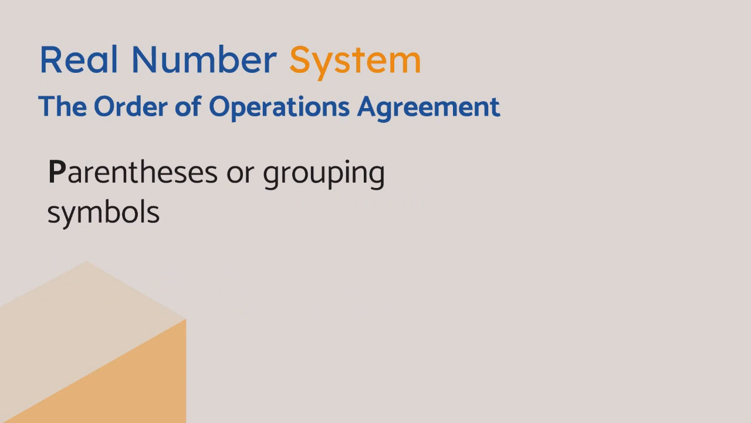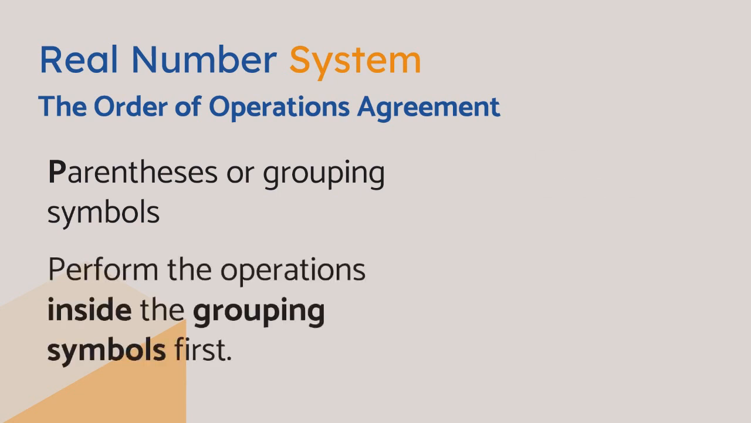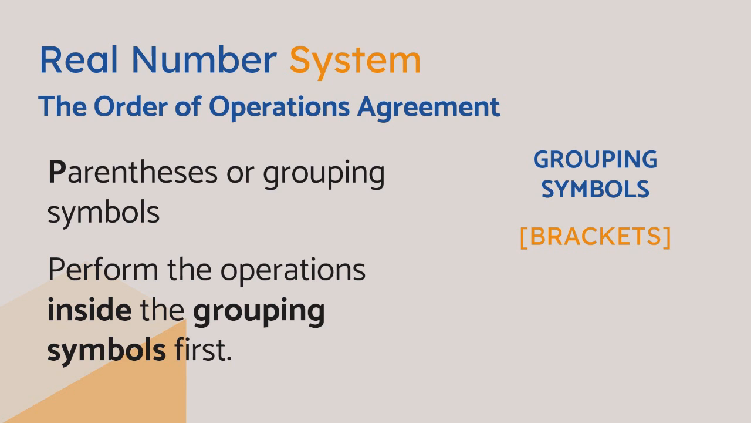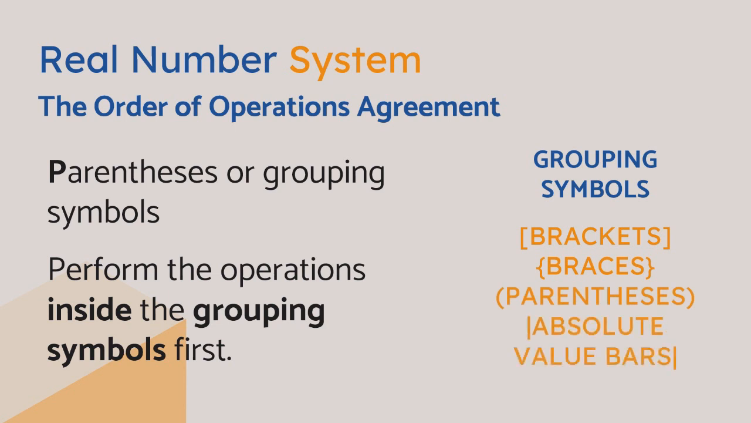Now, the first one is parentheses or grouping symbols, and this involves the following. We have the brackets. We used to call the brackets square brackets in the class, but it's referred to more accurately as brackets only. You can say brackets if you want to use these square brackets. Another one is braces, so these are braces. We have parentheses and we have absolute value bars.